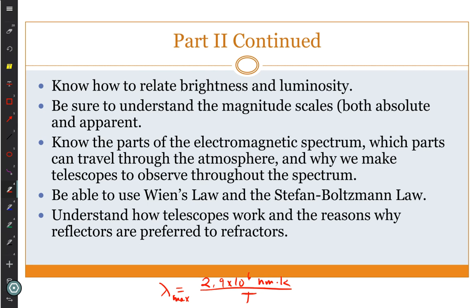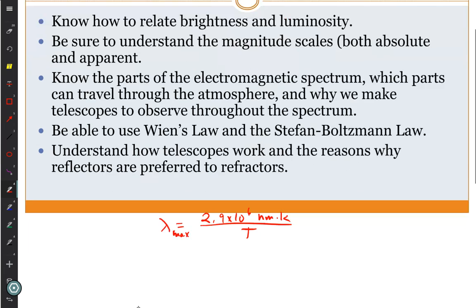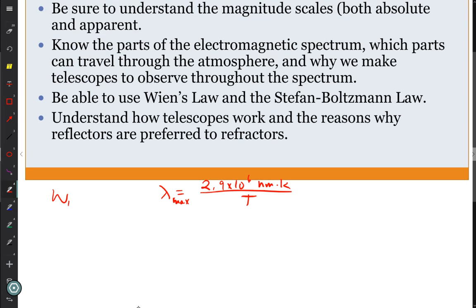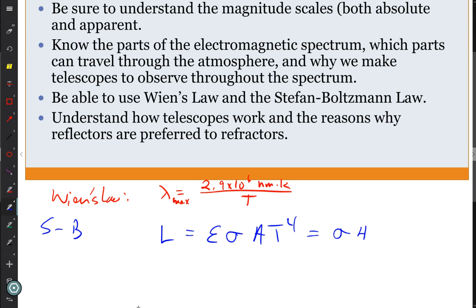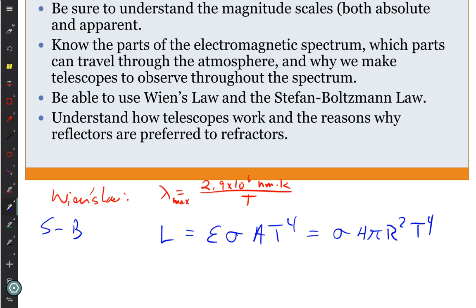But Wien's law is useful. We can use that to calculate the temperature of the sun based on the peak radiation of the sun. So you should be able to do that. Stefan Boltzmann law, since I put Wien's law: the Stefan Boltzmann law was luminosity is equal to, which for a star can just be written as that.